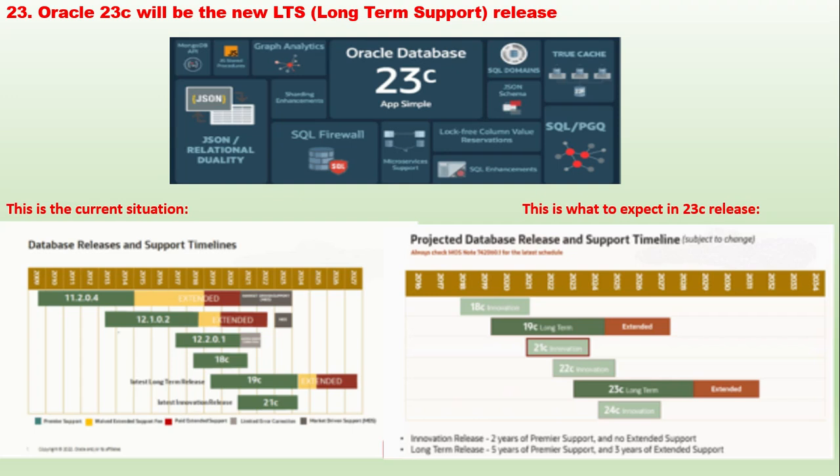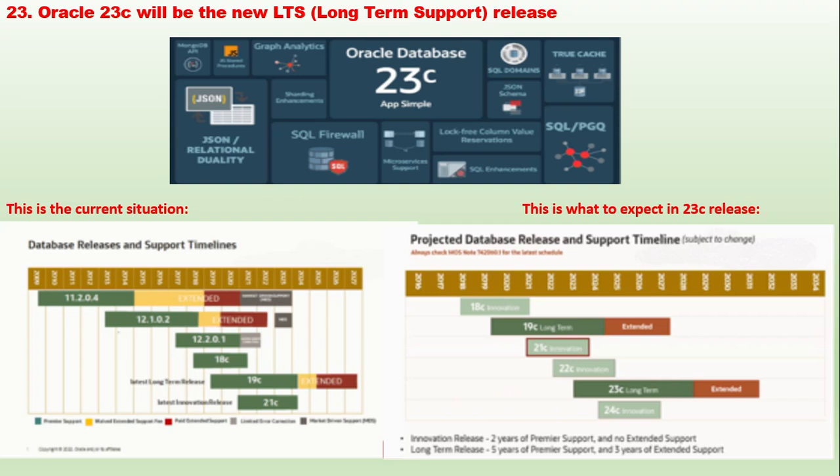And finally, number 23, Oracle 23c will be the new LTS, long-term support release. So now this is the current situation: Oracle 19c is the current long-term release, up to July 2027, and the next release was 21c, an innovation release. It has only a couple of years of support, but it's an innovation release. But this is what we can expect in the 23 release. An innovation release has 2 years of premier support and no extended support, and a long-term release has 5 years of premier support and 3 more years of extended support.